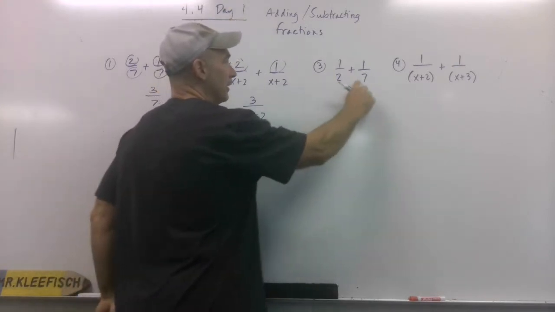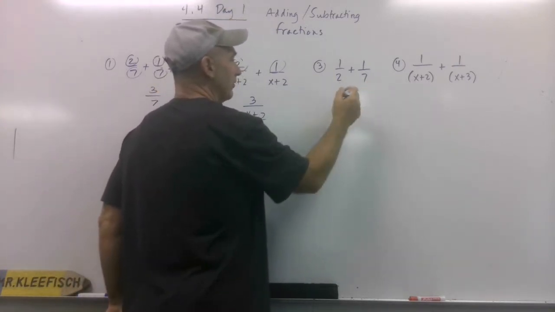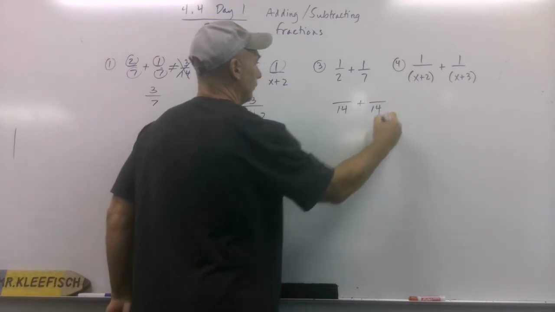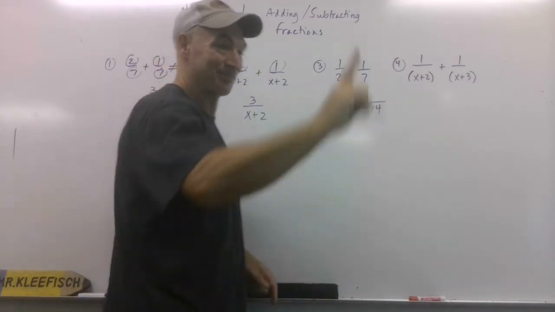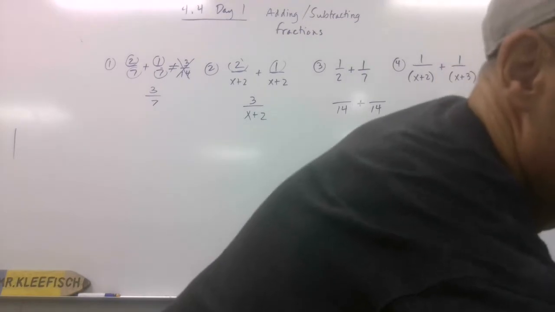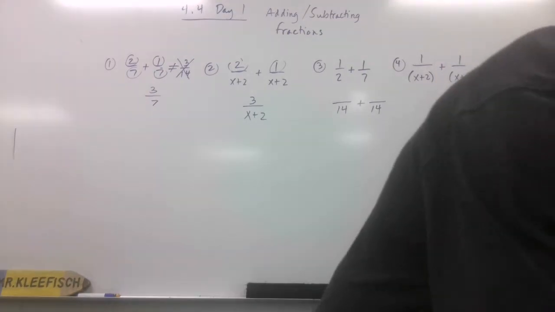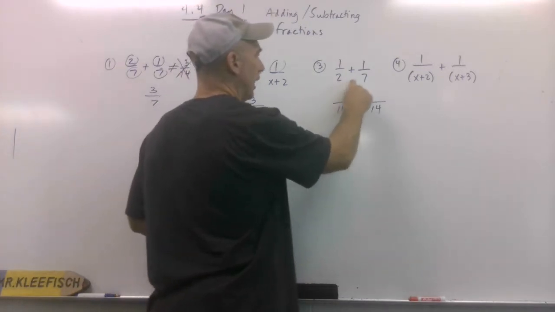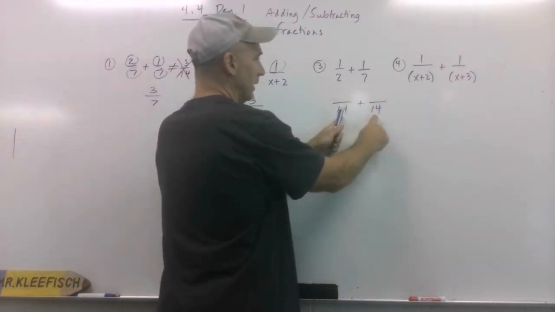I have 2 different denominators. You can see that our common denominator is going to be 14. How do you get that? So 2 times 7 gives me my common denominator.